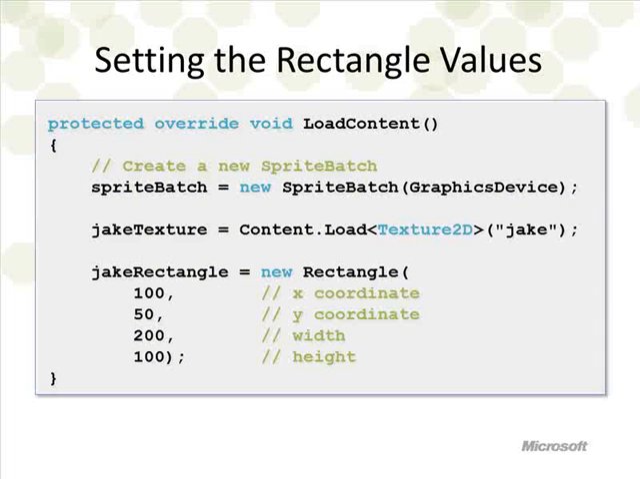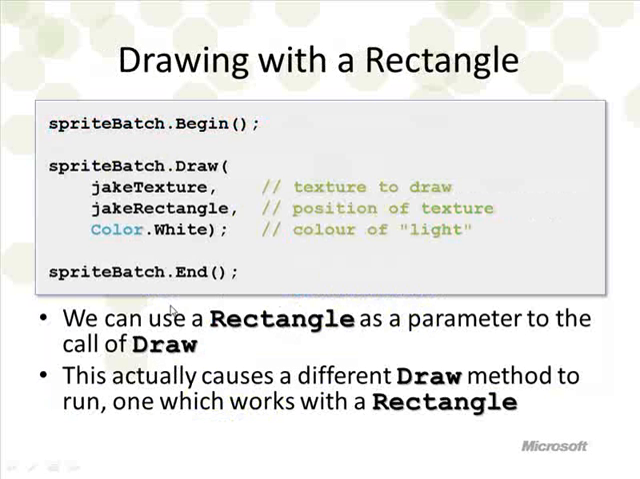So let's look at a new load content method where we go off and fetch our texture, and then we make a rectangle value for Jake rectangle, which is 100 pixels across the screen, 50 pixels down the screen, 200 pixels wide and 100 pixels high. And when we draw, we use a different form of the draw method in Sprite Batch to say draw me a texture, put it in a rectangle I've just told you about, and use white light. So now we're telling the draw method this is where we want the picture to be positioned, please, and it all just comes out in the wash.